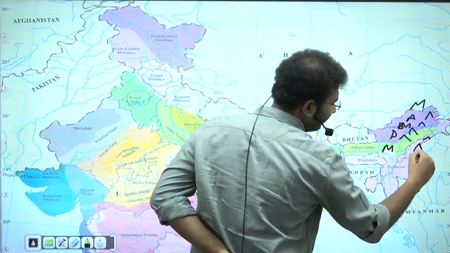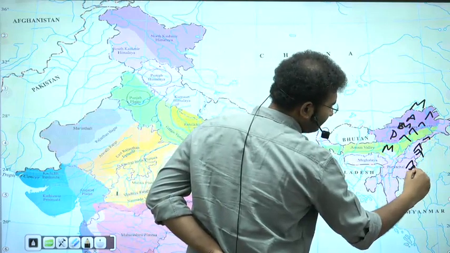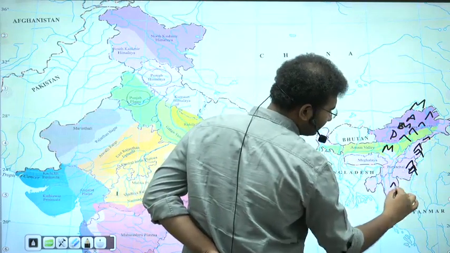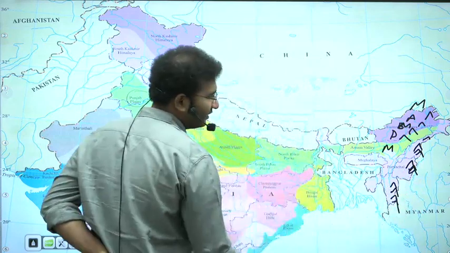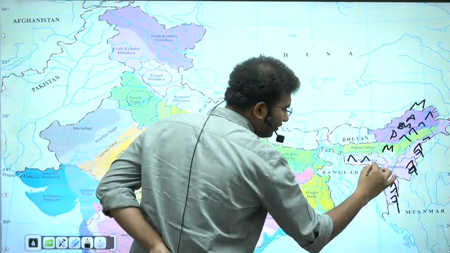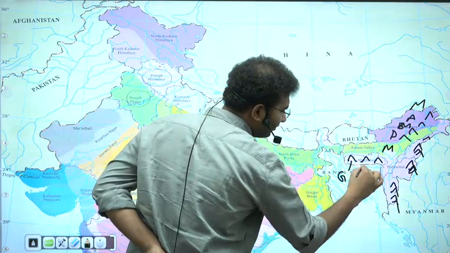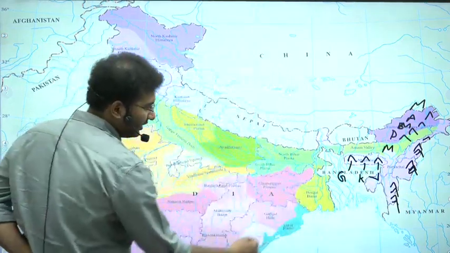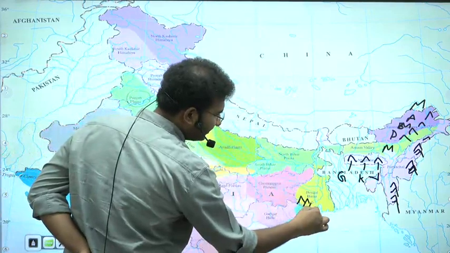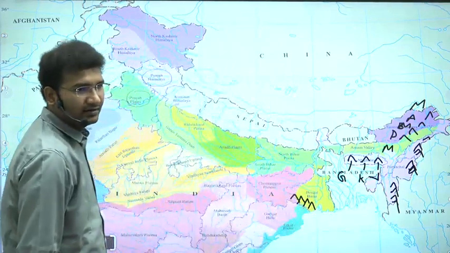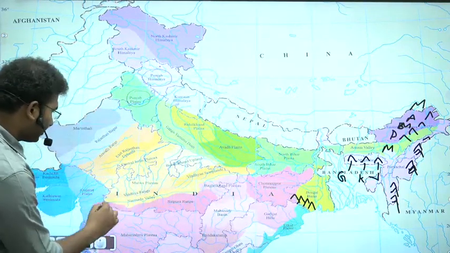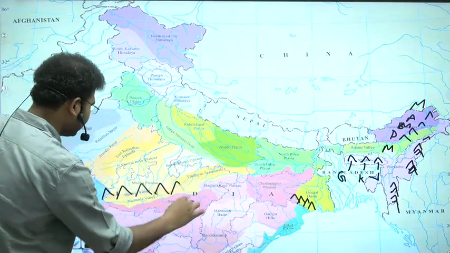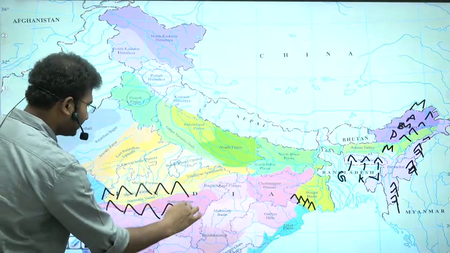Nagaland mein you have Naga Hills, Manipur has Manipuri Hills, Mizoram has Mizo Hills. In Meghalaya, Garo, Kasi, Jaintia Hills, 3 major sets. And in the western part of West Bengal, these are Rajmahal Hills. In the north, you have Vindhyan Ranges, and a little south, you have Satpura.